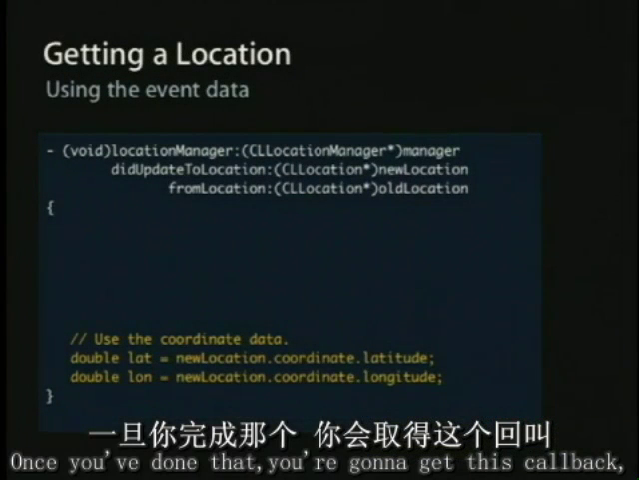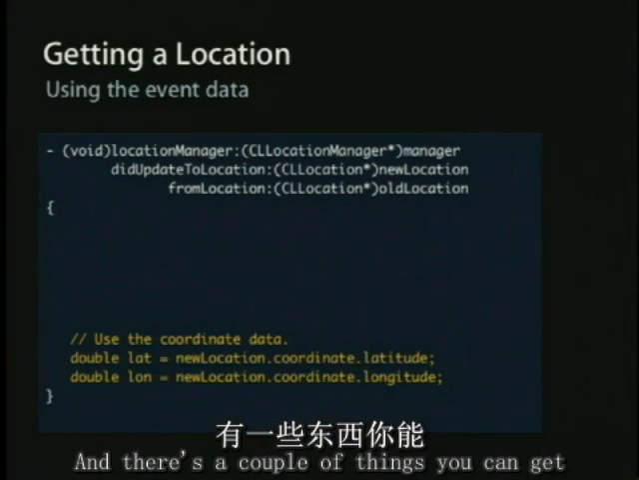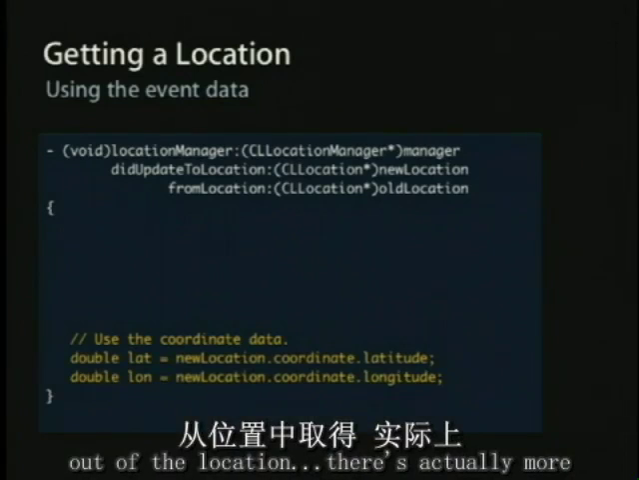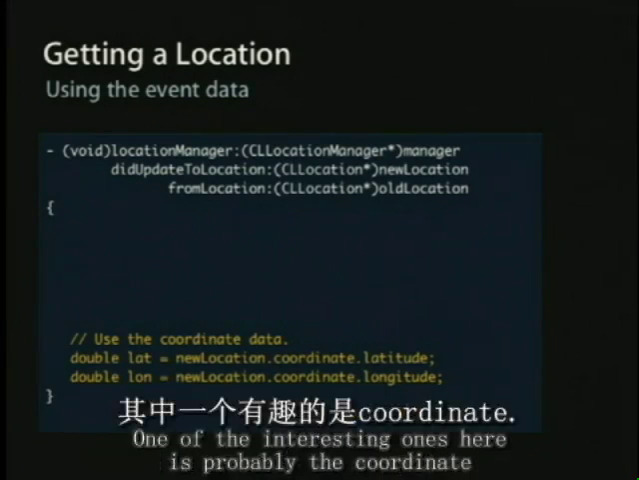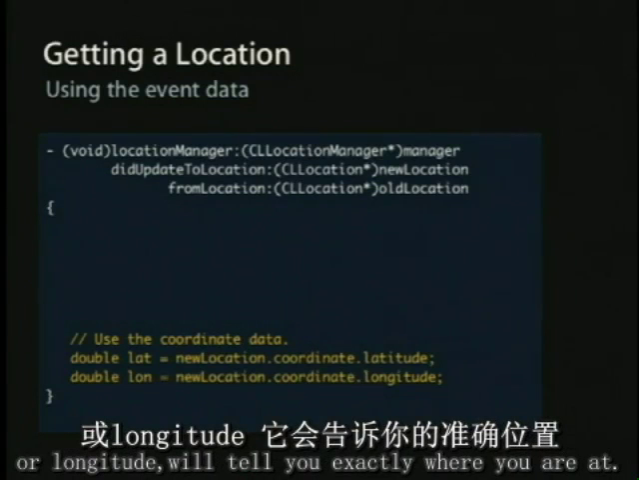Once you've done that, you're going to get this callback: locationManager:didUpdateToLocation:fromLocation:. And there's a couple of things you can get out of the location. There's actually more than a couple. There's quite a few. One of the interesting ones here is probably the coordinate, in latitude and longitude. So newLocation.coordinate.latitude or longitude will tell you exactly where you're at.